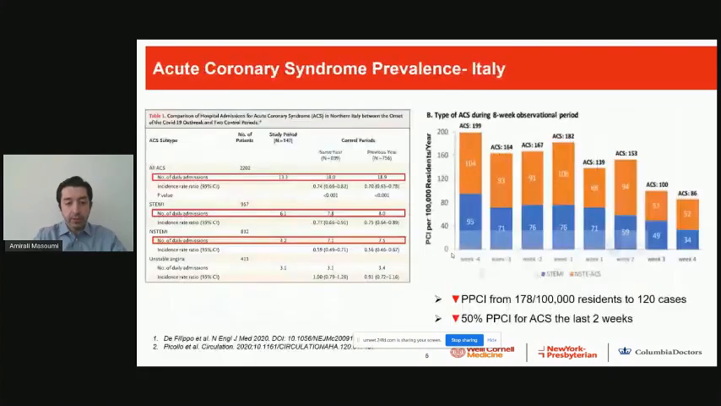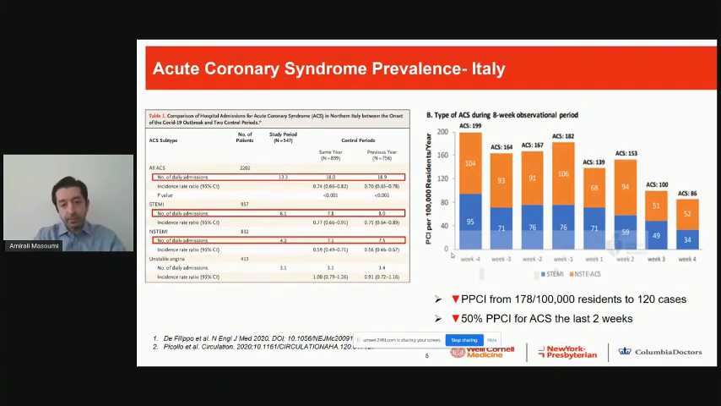and then future directions. It is well known that the STEMI or ACS cases started declining throughout the pandemic. The data from Spain showed a 40% reduction in primary PCI. Structural heart disease, even more, an 81% reduction. This is the data from Italy that was one of the hotspots, and they had challenges.